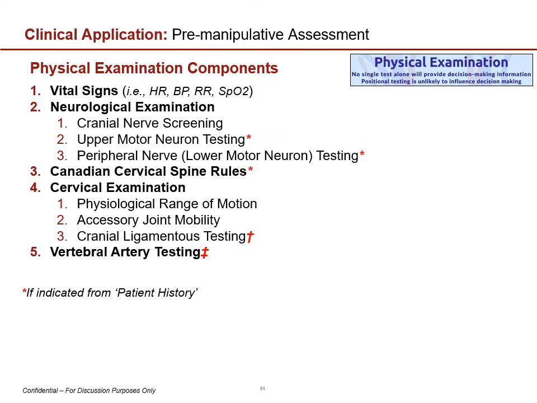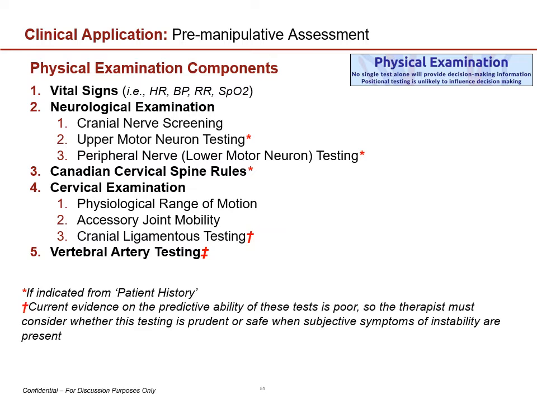Cervical examination, including physiological ranges of motion, accessory joint mobility, and cranial ligamentous testing. It should be noted with the ligamentous testing that current evidence of the predictability of these tests is poor. So the therapist must consider whether this testing is prudent or safe based on the subjective symptoms, or if instability may otherwise be present. I will say that the documentation of this within your note may help you should there ever be litigation or a lawsuit against you. You could, if you feel there's substantial evidence to suggest there's no predictive ability, skip it, but you also may feel more comfortable standing up there and saying that you did it regardless. So it's going to be at your discretion and based off the patient presentation. But we won't be going through it in this lab section.